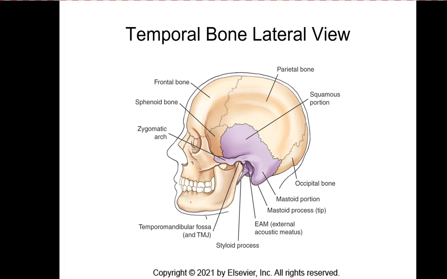Inferior to that TMJ and anterior to the EAM is a little bony projection that I want you to know called the styloid process. And let me point that out right here. Okay, so here is our TMJ joint. Here is our EAM, or our ear hole for lack of a better term, and then our styloid process. Now, before we go to the next slide and talk about a few more things with the temporal bone, I want to point out the mastoid portion. We're going to talk about that on the next slide, but I want you to notice it's directly posterior to the EAM.